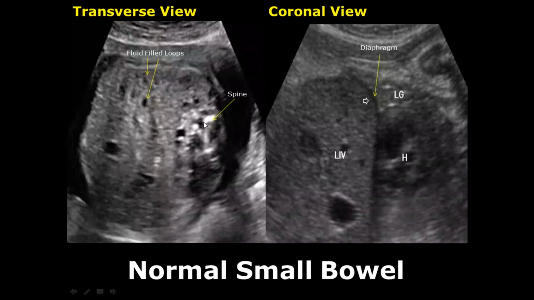Normally the small bowel is not visualized. Sometimes you may see fluid-filled areas in the abdomen, but mostly they are not really visible. Here we have a transverse view and a coronal view of the fetal abdomen.